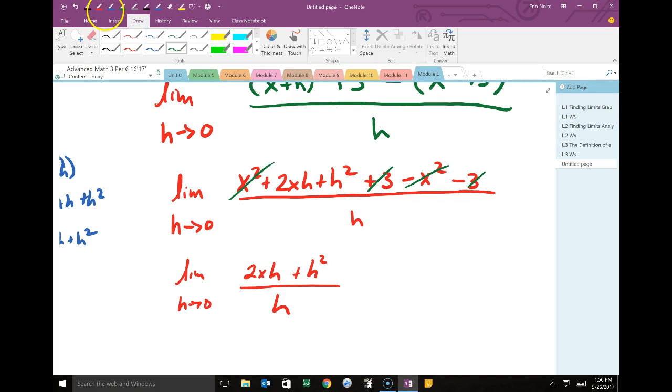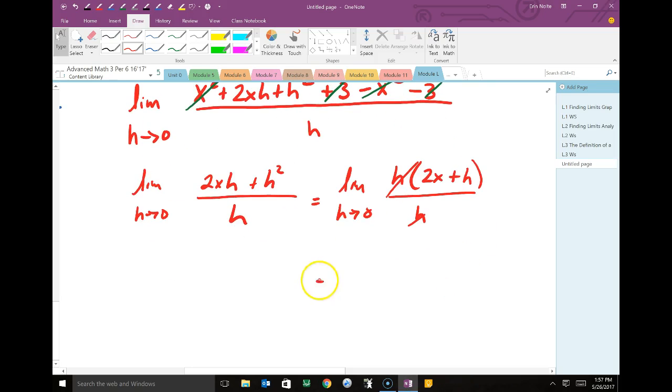So really, what we should write is, let's pull the h out of the top, like a greatest common factor. If I pull the h out, what's left out of 2xh? 2x. And then what would be left out of h squared? H, there we go. And now what can I do? Now I can cancel that h.